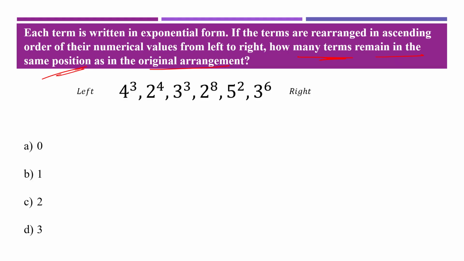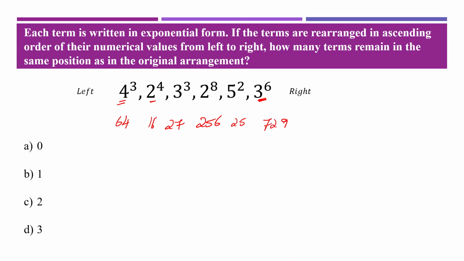Okay, for this, let's find the values of the exponents. 4 cube, I guess it's going to be 64. 2 power 4, which is going to be 16. 3 cube, which is 27. 2 power 8, which is going to be 256. 5 square, it's 25. And 3 power 6, it's going to be 729.